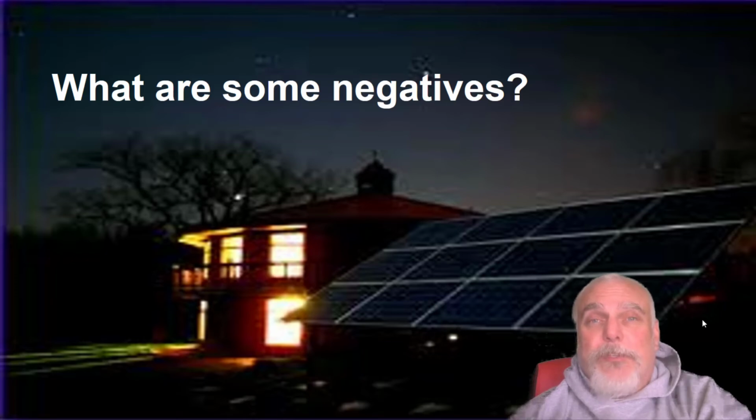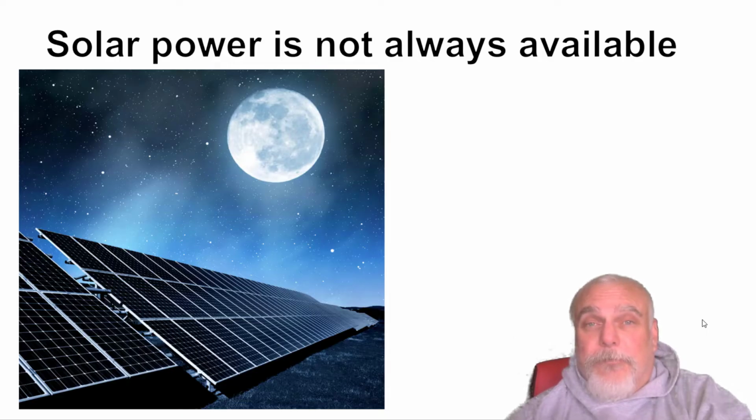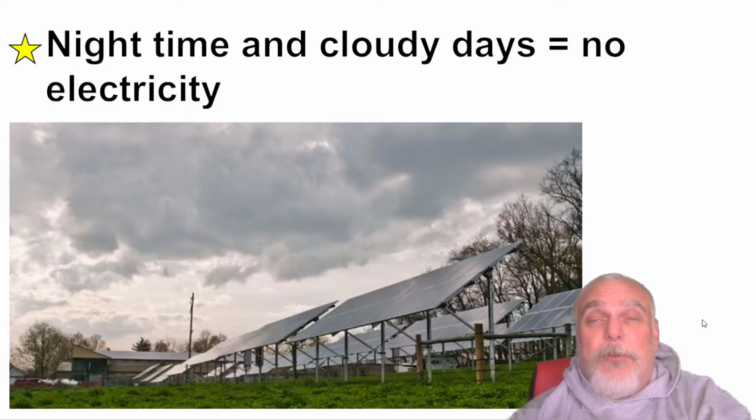What are some negatives of using solar power? Well, the most obvious negative is that the sun is not always out, is it? For example, during the nighttime, you don't have a whole lot of sunlight. So solar power is not always available. If you have a cloudy day, kind of like today, you're not going to have as much electricity, or sometimes not even enough.